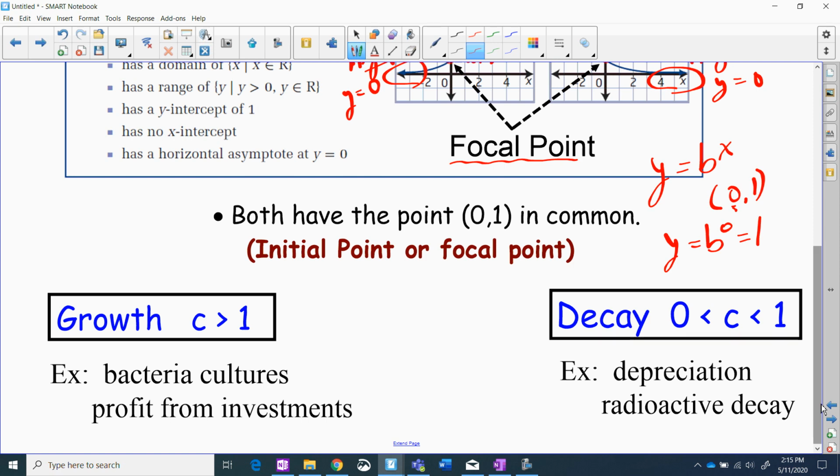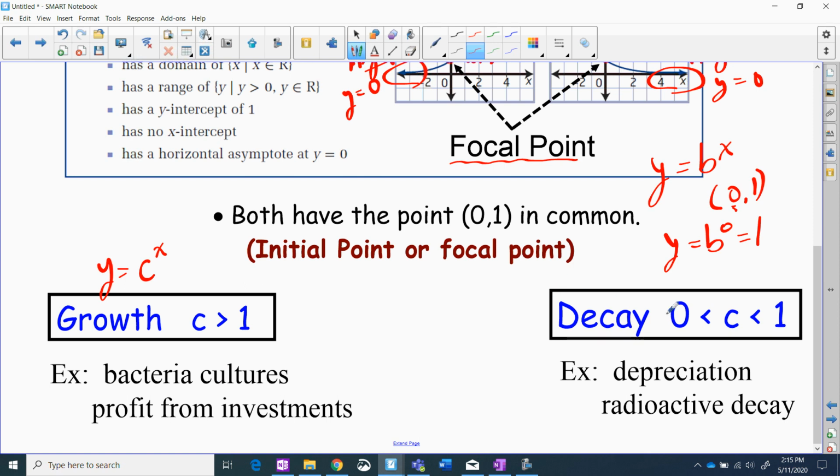I've already mentioned, so when I say c is greater than 1, I'm talking about this type of function. So c, this letter, sometimes we'll use c, sometimes we'll use b. It doesn't really matter. The base. If the base is more than 1, you're going to get a situation involving exponential growth. Some examples of that would be investing money with compound interest, or a bacteria that's doubling every so often. The way that bacteria grow is called exponential growth.